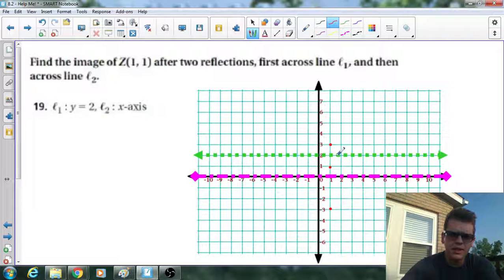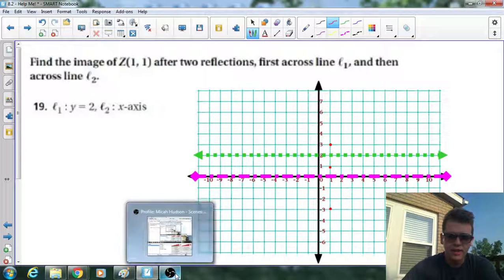So you can really do a lot of these reflections on the same graph as long as you can keep straight what lines are where. So I don't have to see the actual graphs that you did. I just want to know where the final point is. So as long as all that makes sense, that is wonderful.